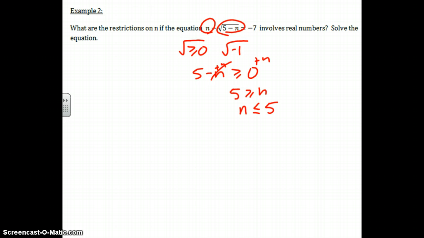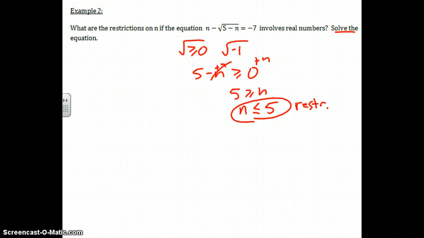So if n is 5, this would be 5 minus 5, which equals 0, which is good. If n was 4, it would be 5 minus 4, which equals 1, which is good. And it could be decimals as well. I'm just going to erase that stuff there. So this here is our restriction.